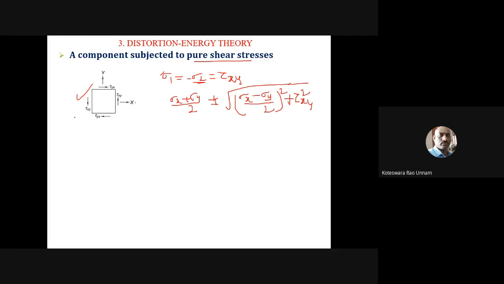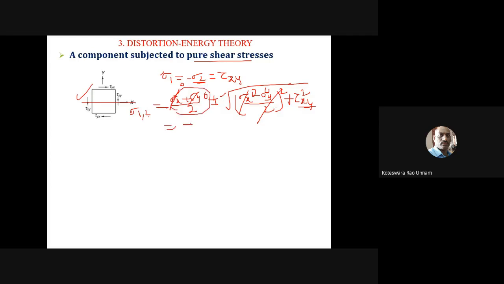Now I will apply this formula. Here I will write sigma 1, 2 equal to. To compute sigma 1, I need to use plus. To compute sigma 2, I need to use the minus sign here. For this state of stress, what is the value of sigma 1? There is no normal stress, so sigma x is 0. I also don't have any sigma y, the normal stress in the y direction, so that is also 0. That means this entire term goes to 0, and I am left with only this.